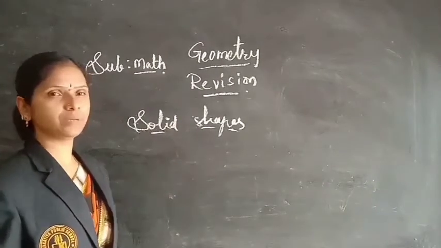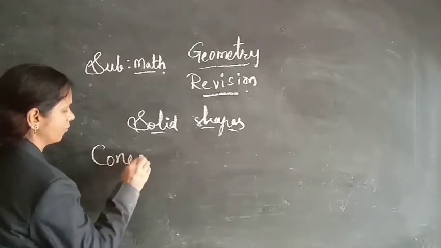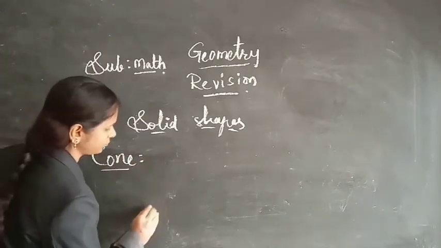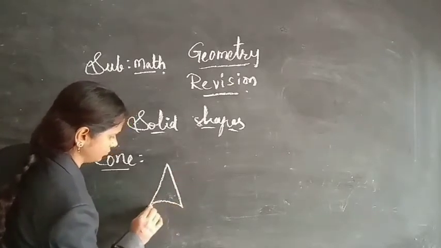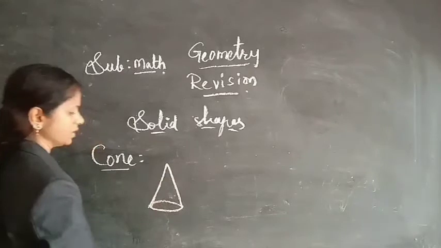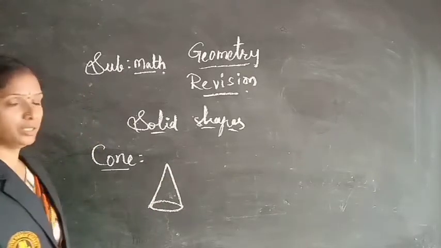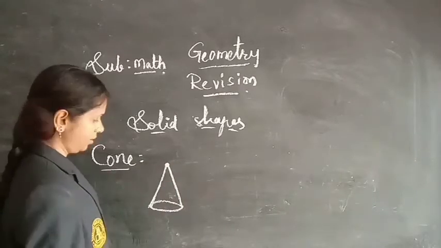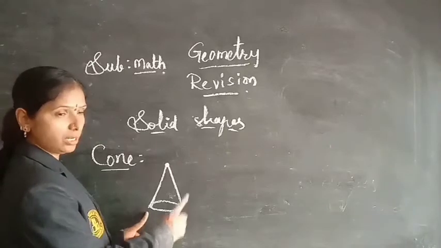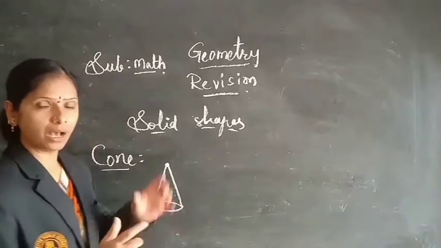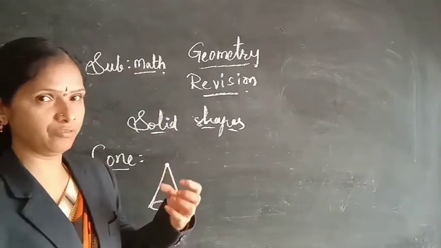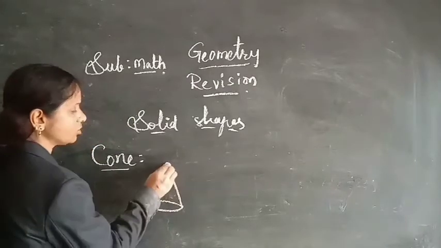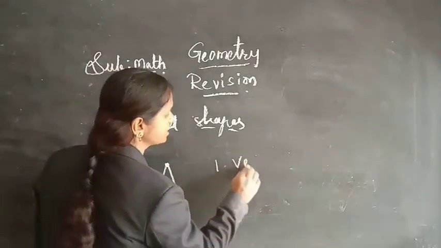Yes children, next solid shape is cone. Now here you can see the cone shape. So at the top it has one tip, nothing but one corner. You will think these two also have tips, but no. If you see the real cone shape, ice cream shape or birthday cap shape, you will see one round, not corners. So a cone has only one vertex.